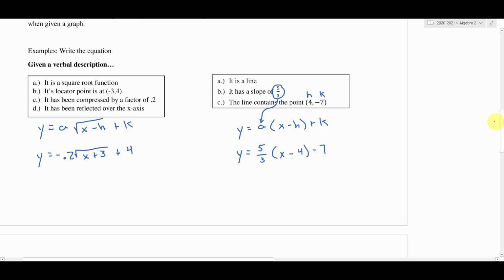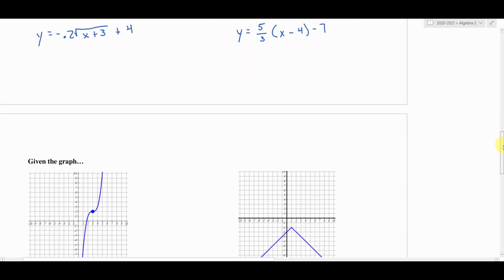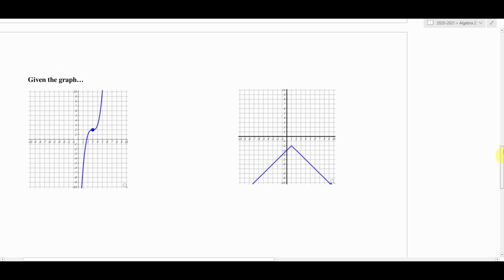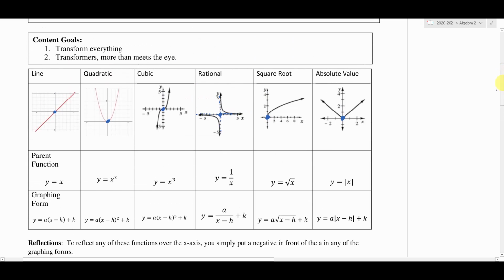All right, this one's almost the same thing. It's just instead of a verbal description, they actually give you a picture of the graph. So you have to go into the graph and find the information that you need. One of the first things you're going to want to look at is the shape of the graph. This has a very peculiar shape, and you might go back up to your table and look for that same shape. I noticed that it looks a lot like this one, which is a cubic function.